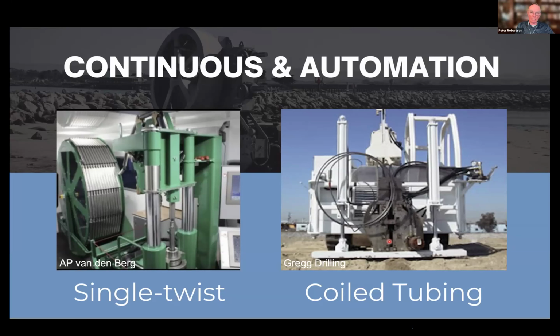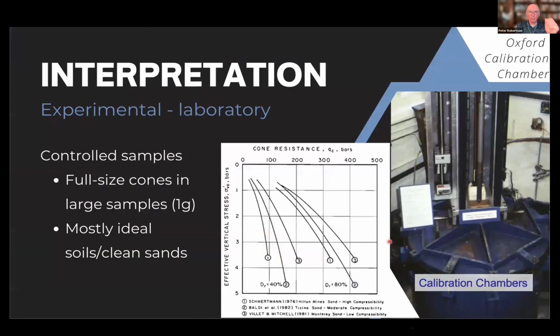And then when you retract it, the tubing coils back up again. And that's become relatively popular offshore, less so onshore for various reasons. Now, when it comes to interpretation, over the last 50 years, a lot of developments have been made in interpretation. Initially, mostly laboratory work, where people were using full-size cones in large calibration chambers.